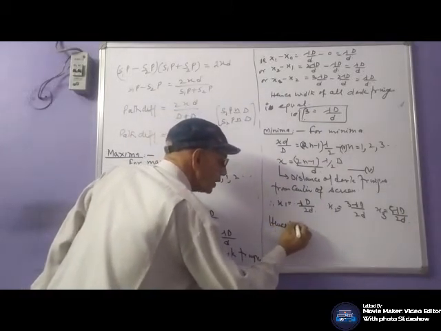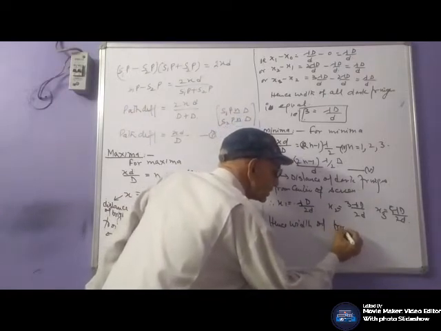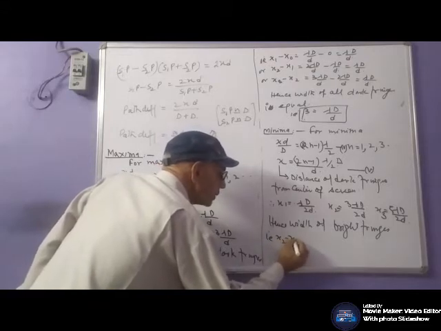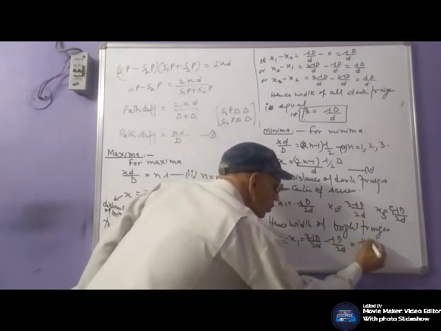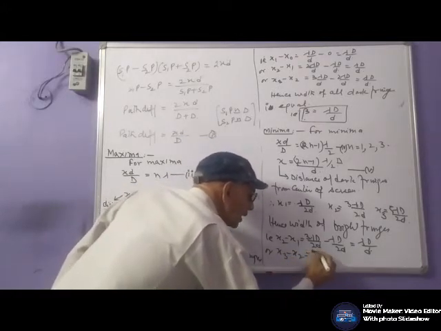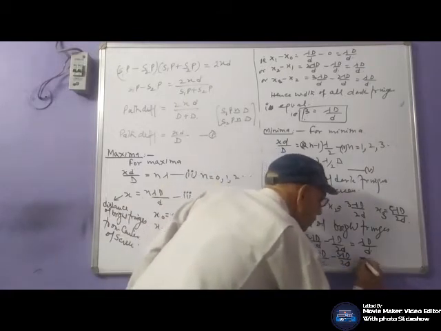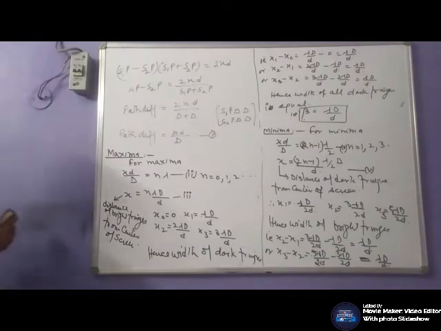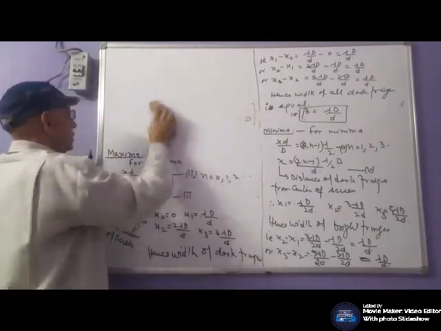Hence, width of minima, the difference of dark fringes, that is x2 minus x1, is 3 lambda D by 2d minus lambda D by 2d, which comes out to be lambda D by d. Or x3 minus x2 is 5 lambda D by 2d minus 3 lambda D by 2d, which is again lambda D by d. And so on.